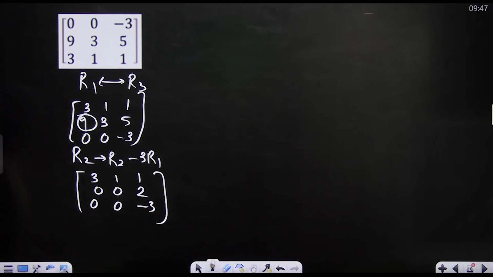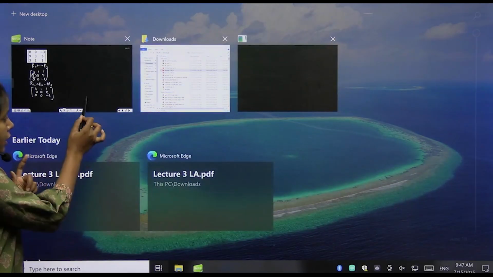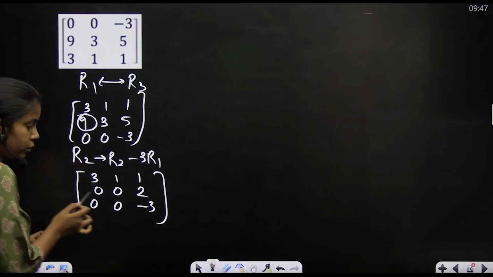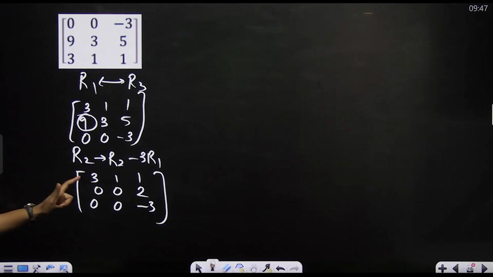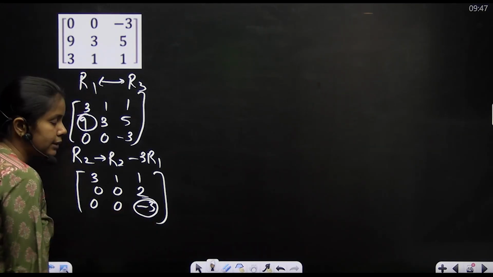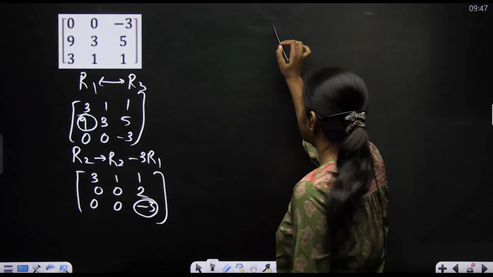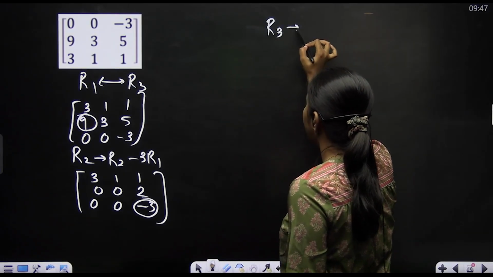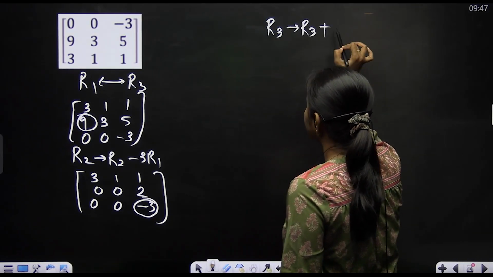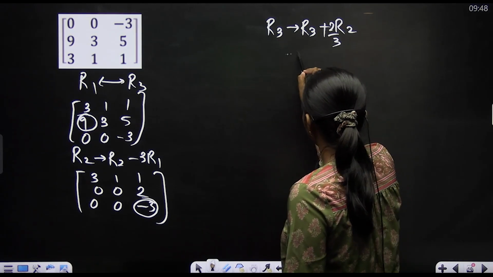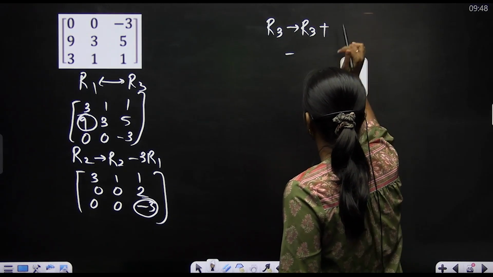Is it in row reduced echelon form? No, it is not, because the number of zeros before this non-zero entry is 2, and the number of zeros before this non-zero entry is again 2. So that is 2 and 2. That's why you have to increase it, or make this entry 0. So what would I do? I make it 0 using the row just above it. R3 tends to R3 plus R2 times 2 by 3. Sorry, 3 by 2.